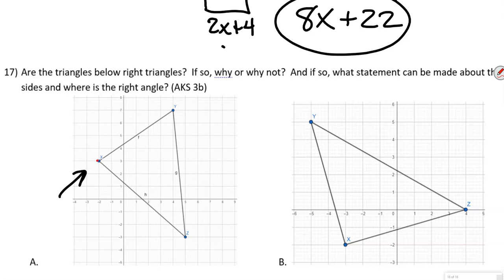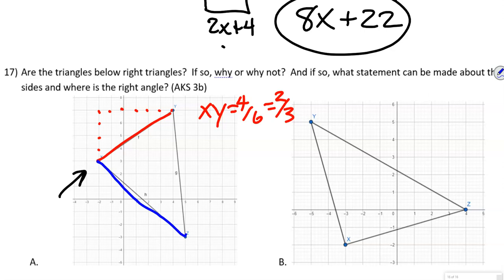Okay, so we're going to find the slope of XY. So to find it, we're going to go up 1, 2, 3, 4, and over 1, 2, 3, 4, 5, 6. Well, 4, 6, it reduces to be 2/3. So if this is a right triangle, then XZ should be negative 3/2, right? So let's see if it is.